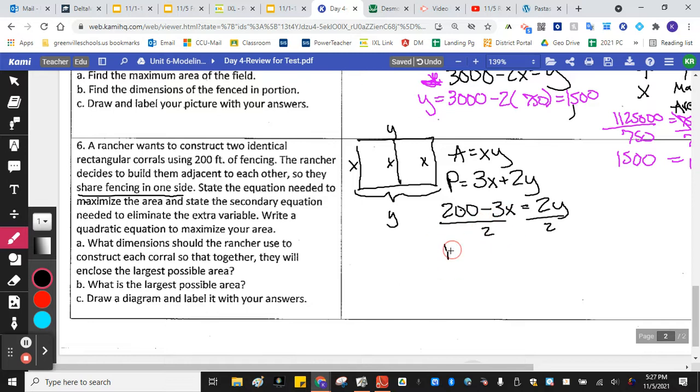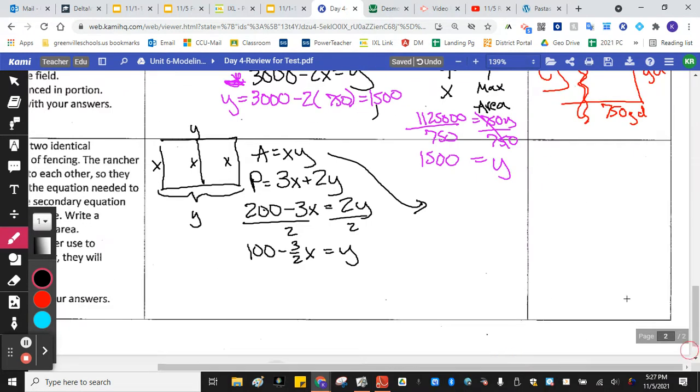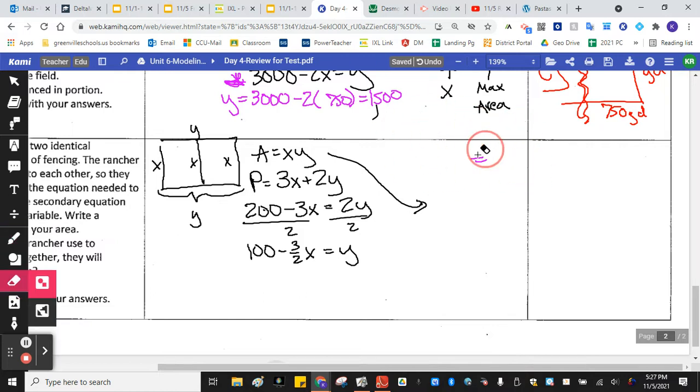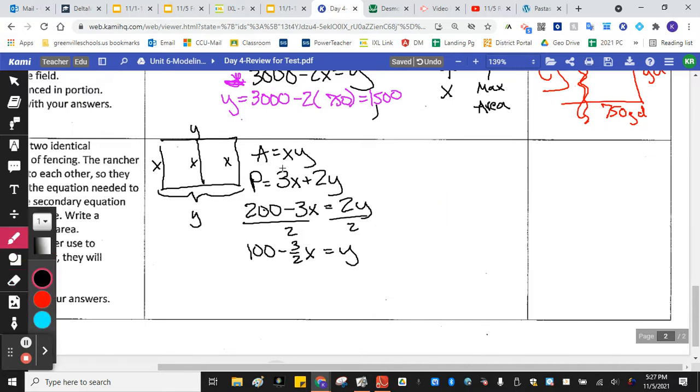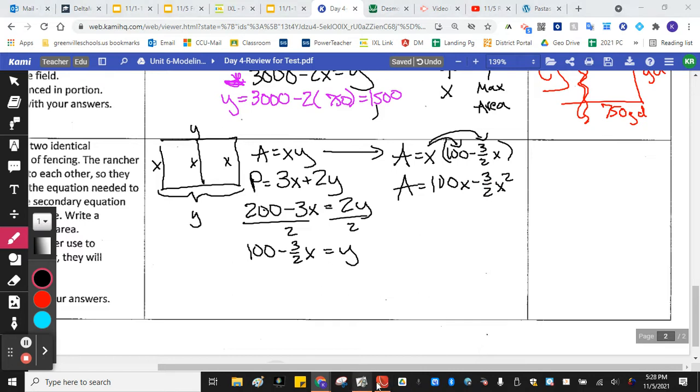So 200 divided by 2 is 100 equals y. And then we're plugging that into our area equation. This has nothing to do with this problem. I'll just delete it to not confuse people. Okay. Plugging y in. So we know area equals x times 100 minus 3/2 x. Distribute. Remember, you can always slow these videos down if I go too quickly. Or you can pause it, try to work it yourself, see how you do, get stuck, come back, see how you actually do it, figure it out, and that's how you study.